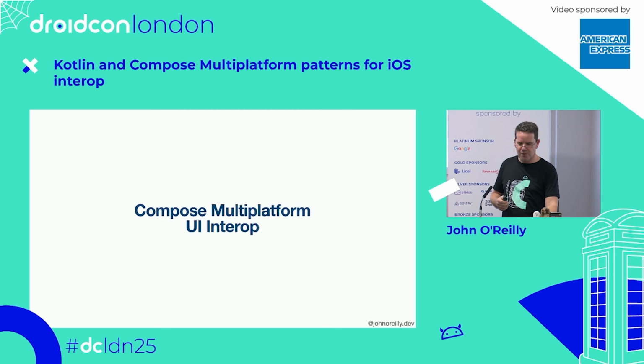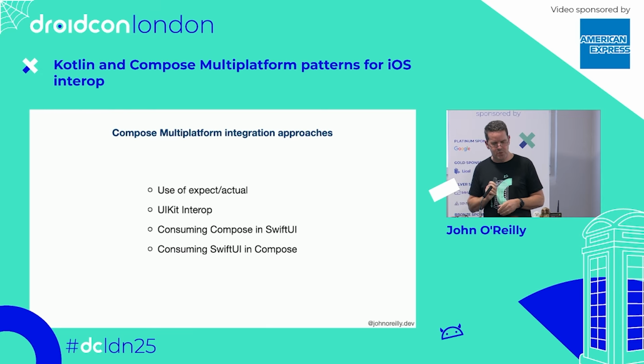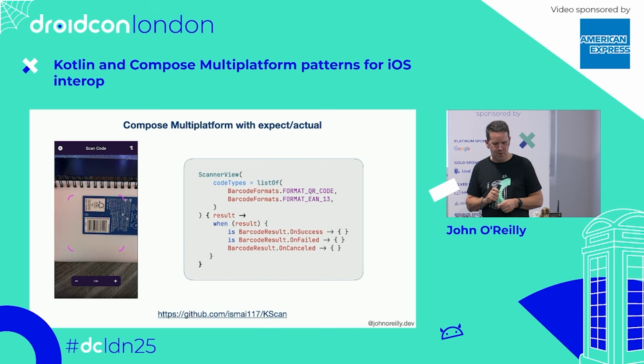Okay, next up we're going to talk about some of the UI interop options available to us when using Compose Multiplatform on iOS. We'll talk about how expect actual can be used again here for providing platform-specific implementations in shared code. We'll then give an overview of UIKit-based interop that's available, and how this forms the basis for allowing both consumption of Compose code in SwiftUI and SwiftUI code in Compose. By the way, for those who aren't aware, UIKit was the predecessor to SwiftUI. First, use of expect actual.